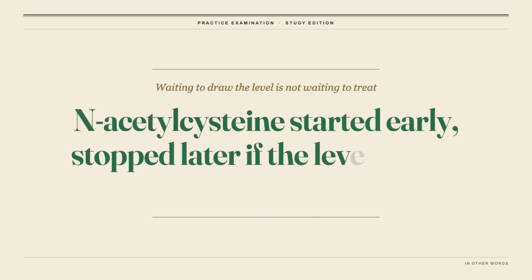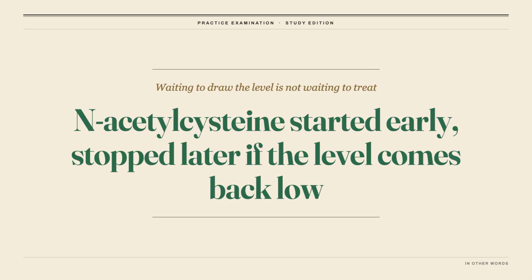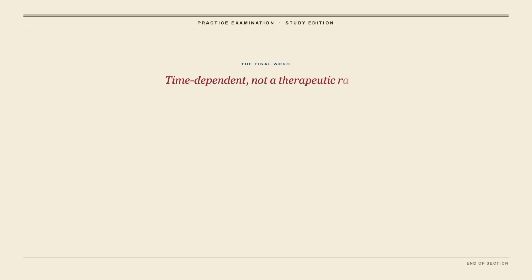The most common confusion is thinking that waiting 4 hours to draw the level means waiting to act, when a substantial ingestion is suspected or the case falls outside the nomogram's design. Say acetylcysteine is started immediately and can be stopped if the level later comes back below the line.